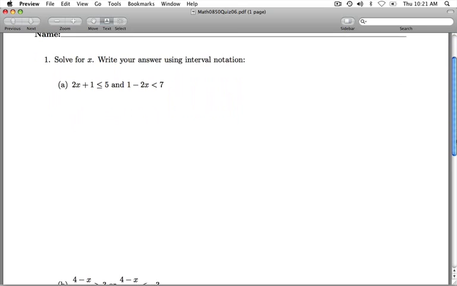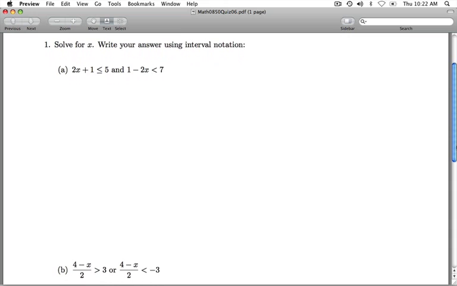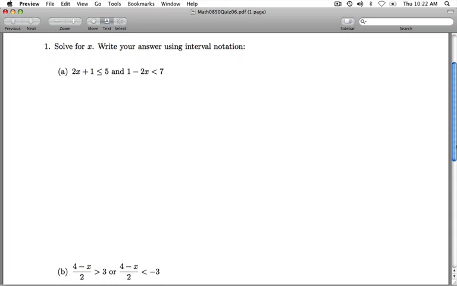We're asked to solve for x. Write your answer using interval notation. So we have a couple of compound inequalities here. So we'll go ahead and start with the first one.